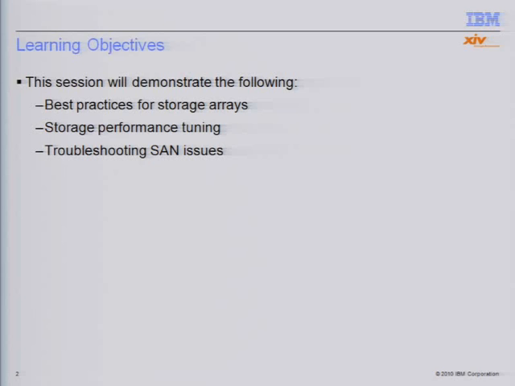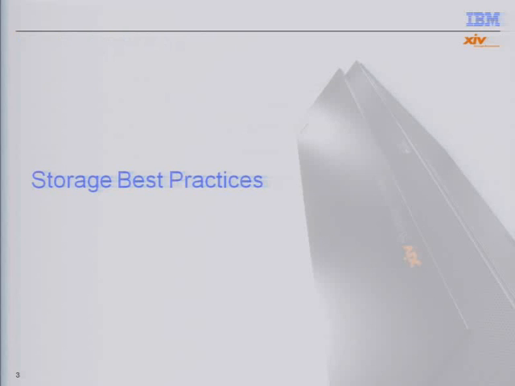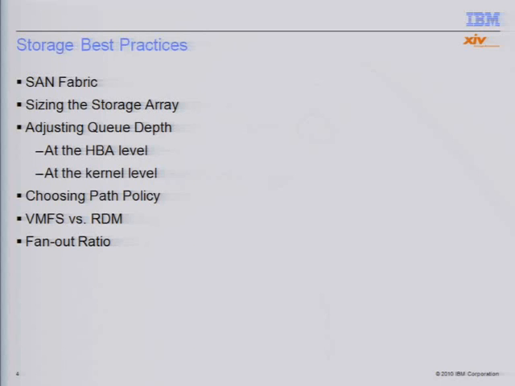As the title reads, I'll be talking about best practices for storage, storage performance and tuning, and troubleshooting some SAN issues. So let's jump right into best practice for storage. The way I wanted to organize this was to go from how I would set up a net new environment. I generally start at the SAN fabric, then go down to the storage array, and after that I'll start looking at the host. At the host level, we'll be talking about queue depths and path policy as well. Then we'll look at the file systems that you put your data on. And I'll talk a little bit about fan-out ratio at the end of the best practice section.